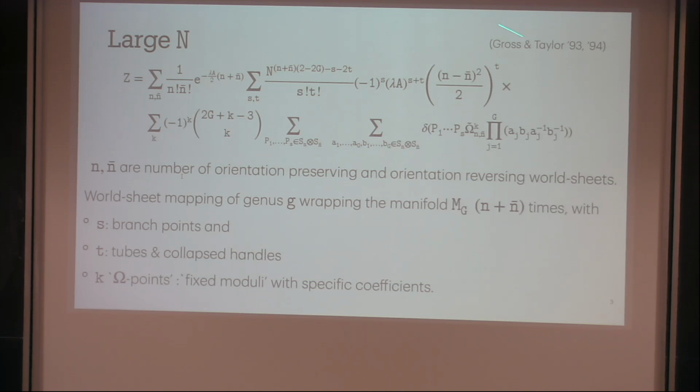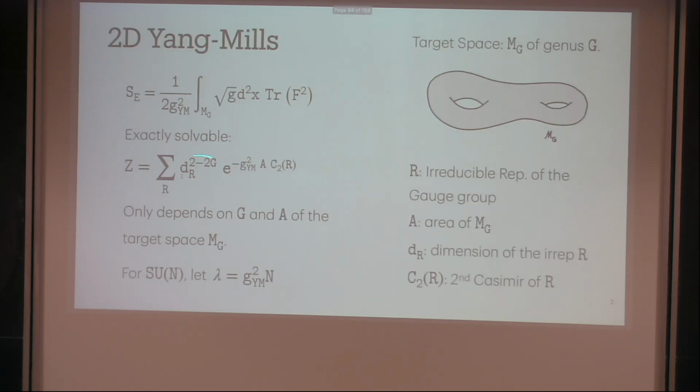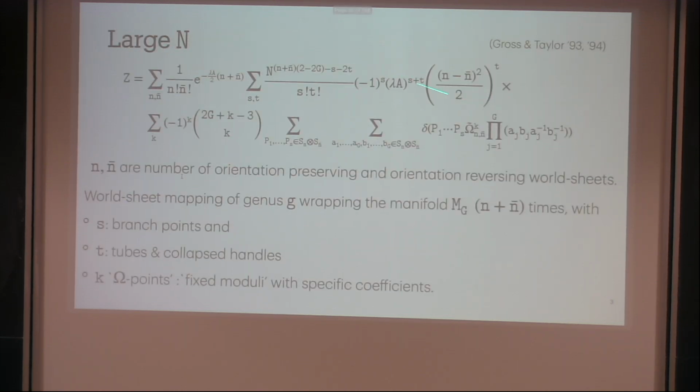In '93, Gross and Taylor did the large N expansion of this previous answer. And this is the big expression. I won't explain all the numbers, but two things to remember are this exponential of area term and the area polynomials, and everything else is numerical numbers. And now you can see here various integers n bar, s, t and k.